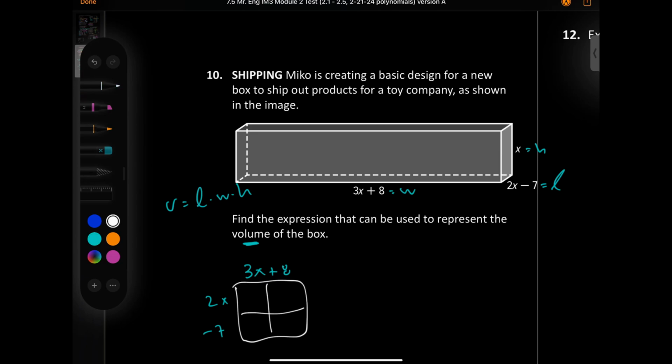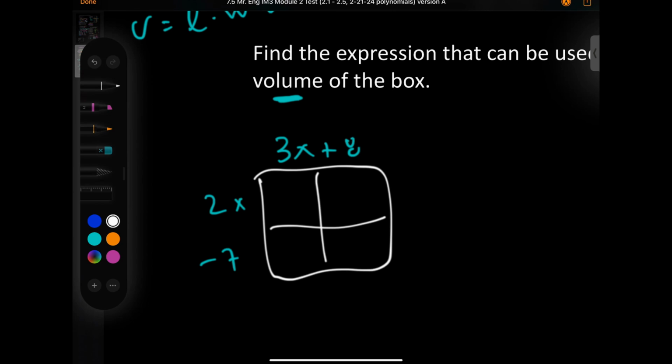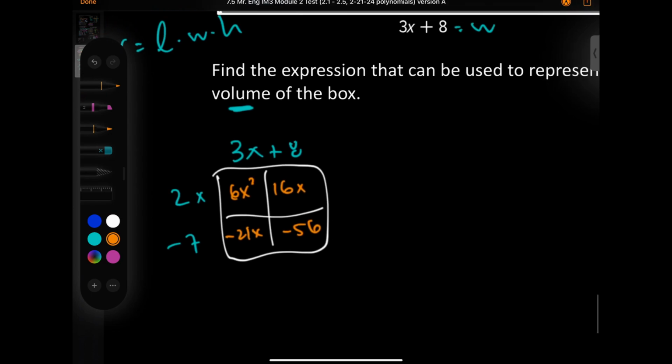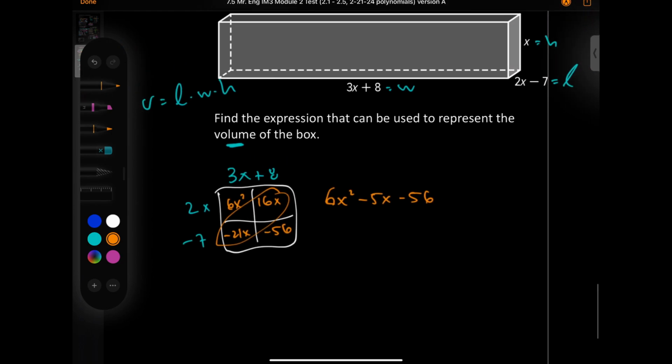I'm going to use a box. We're going to multiply first. 6x squared, 16x, negative 21x, negative 56. So I have 6x squared. You're adding now, minus 5x minus 56.